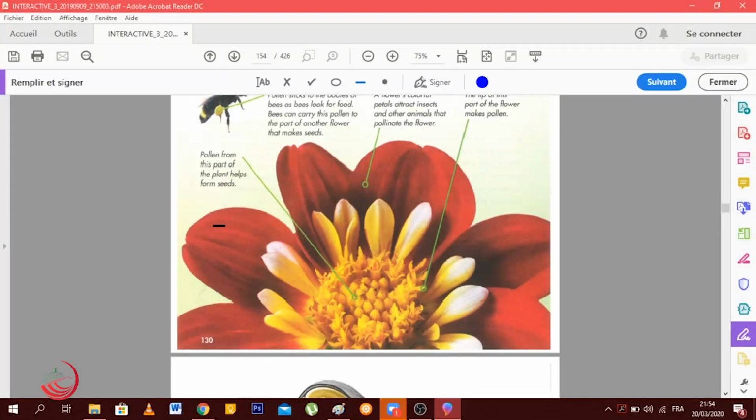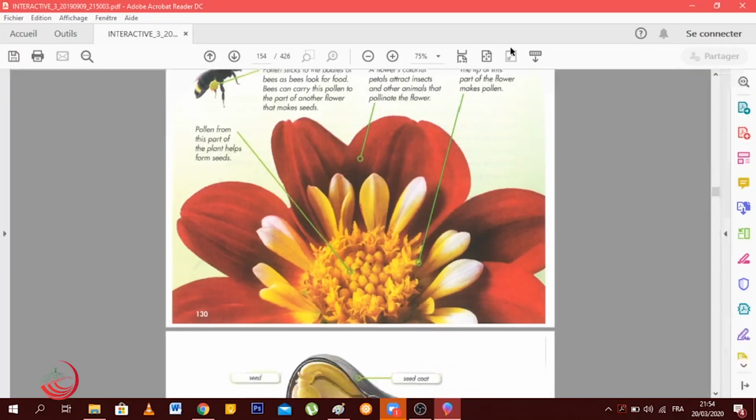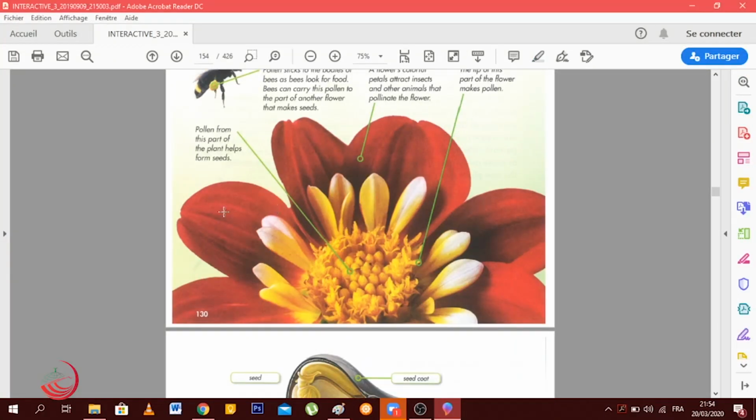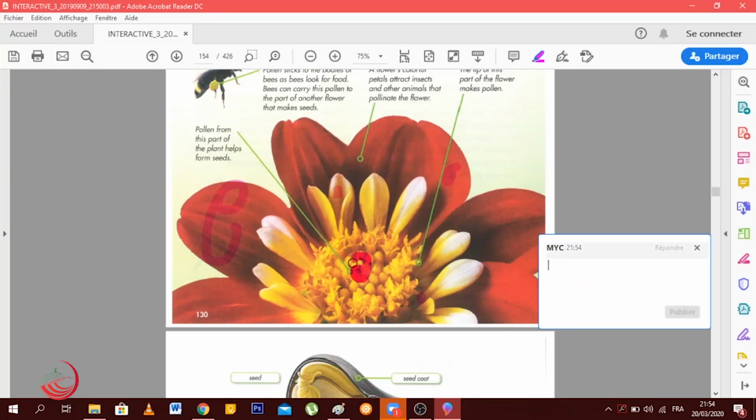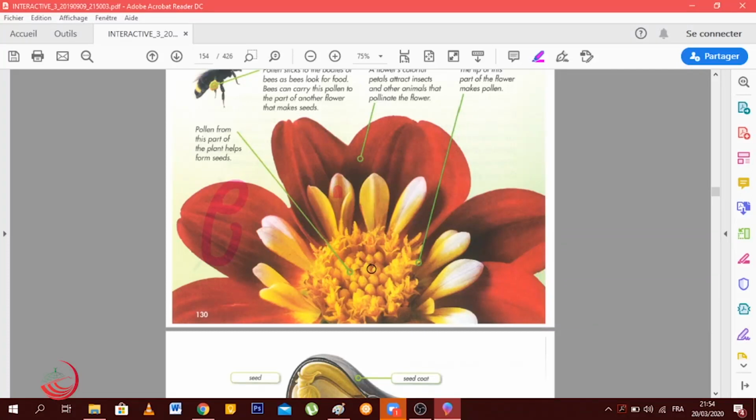Okay, they are not like, let me get a highlighter again. So the seeds are not growing here, they are not growing here, they're not growing here, they're growing here. Okay, in the center of the flower.